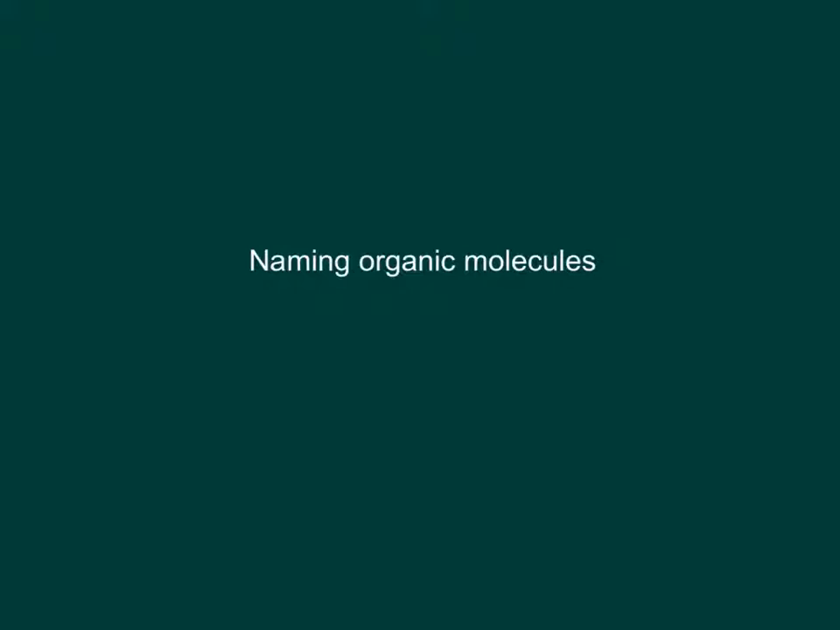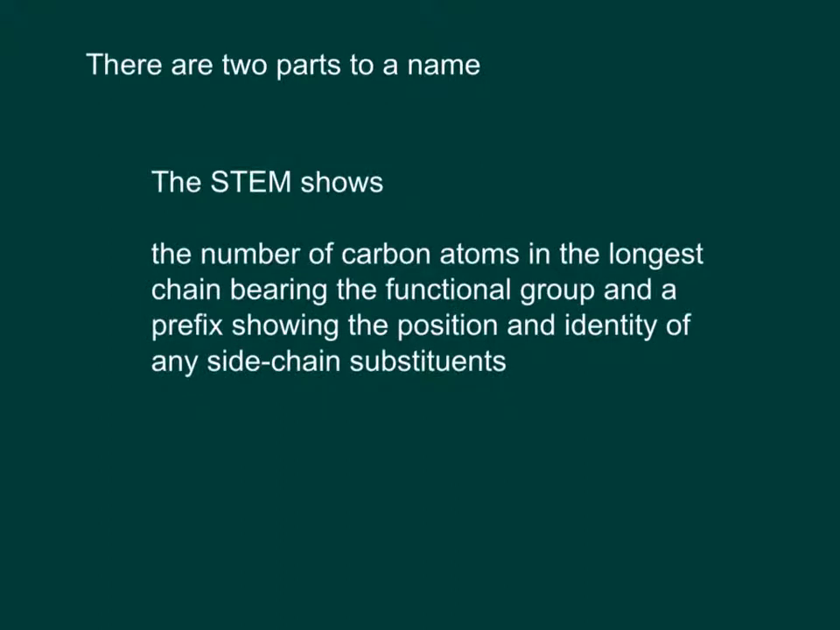So let's get on. What we're going to do is start with some basic ones and then move on to the main functional groups that you meet at AS chemistry. The first thing you've got to get sorted is the number of carbon atoms in the longest chain which bears a functional group. This is known as a stem, and it also includes a prefix which shows the position and identity of any side chain substituents. So this is looking at your carbon backbone, basically. You've got to get that sorted, otherwise you're going to end up with some crazy names.